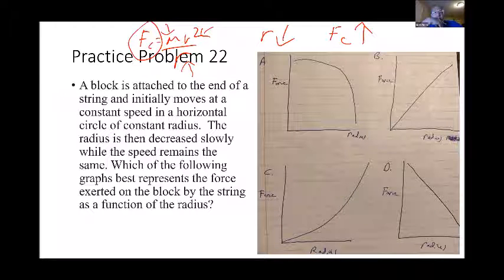So we need to figure out which one of these graphs would show that. And I'm hoping that you see that this graph shows that, and so does this one. The other two show the opposite, that as r goes down, force goes down, or as r goes up, force goes up. We have to figure out which one of these is correct, A or D. And because of this square term, we're not going to have a straight line. We're going to have a curve. So A looks like the best answer here on problem 22.